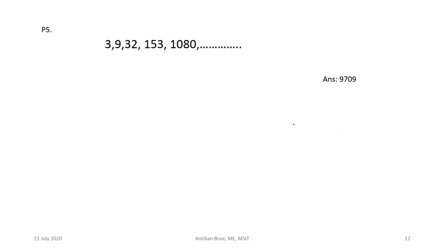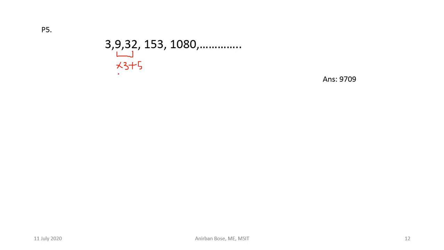Now say this problem: 3, 9, 32, 153, 1080. Okay, here again you see the series is increasing very fast, so it is indicating that it is a multiplicative series. For a multiplicative series, you just try to find out the pattern. So 9 into 3 plus 5, right?